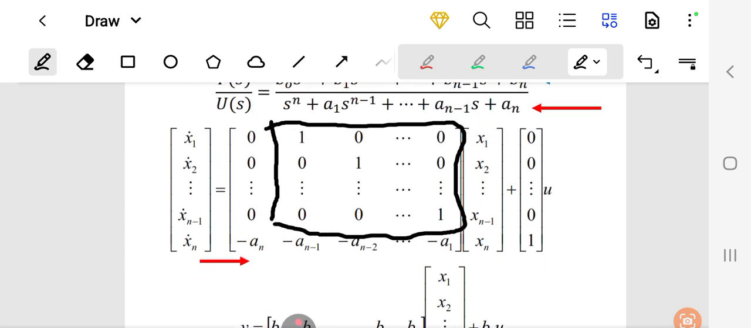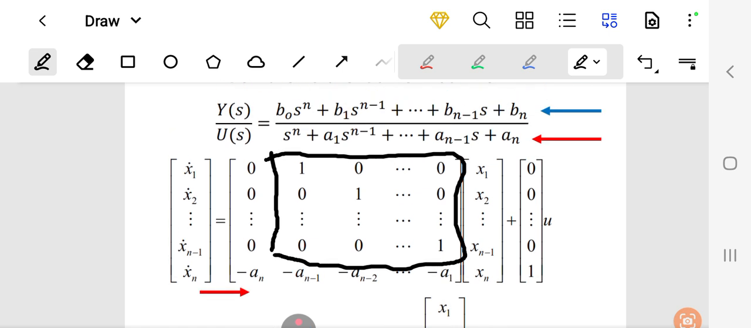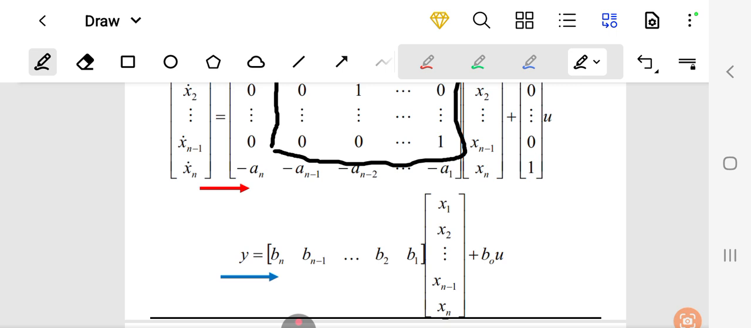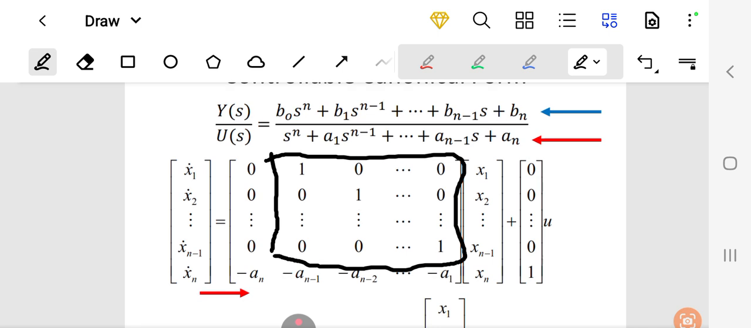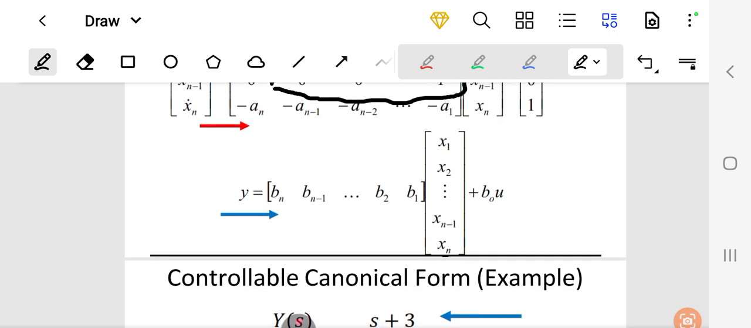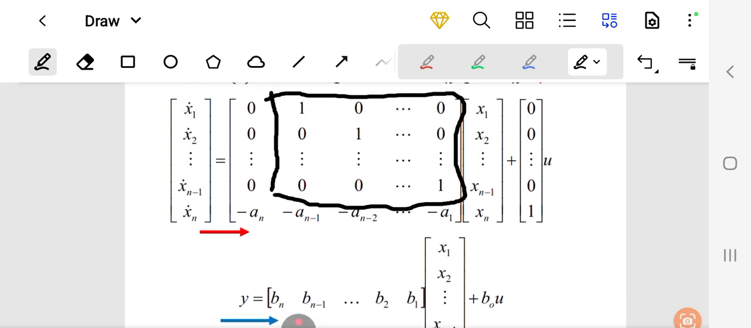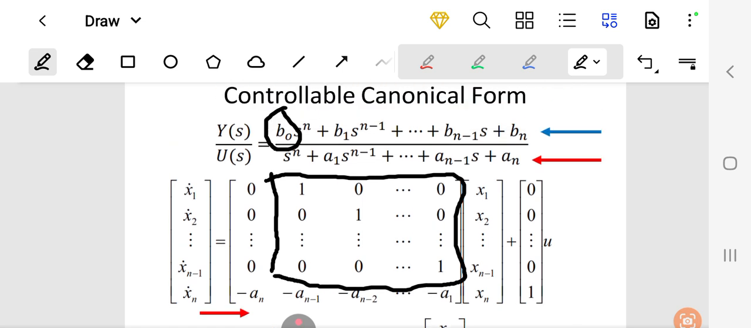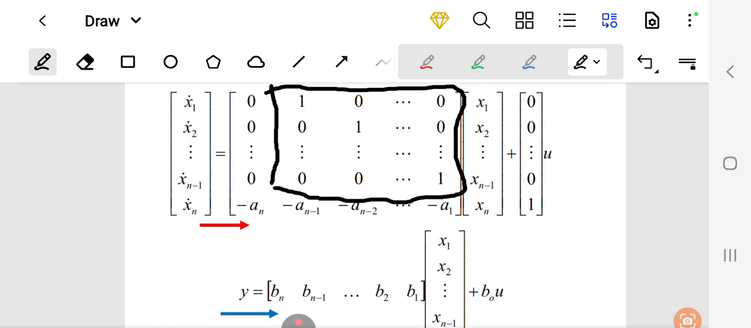For the Y equation, we will take the coefficients of the numerator from the right to the left, from bn to b1, bn minus 1 until b1, times the system states, plus the last one, b naught, multiplied by u. Once more, we'll take the numerator coefficients from right to left with the same sign, bn minus 1 until b1, and for the u we multiply it by b naught.